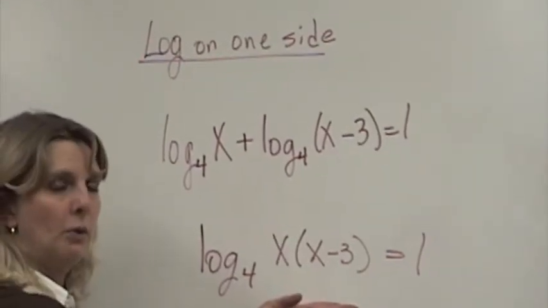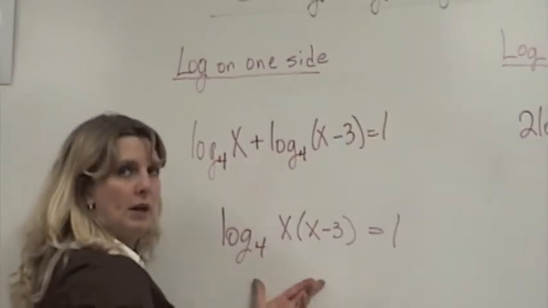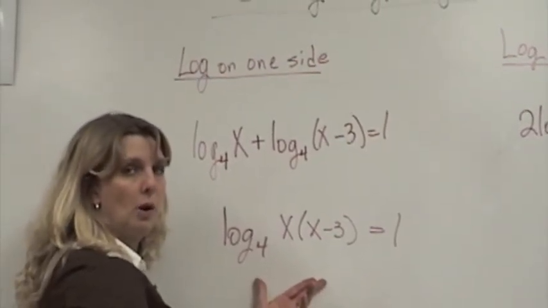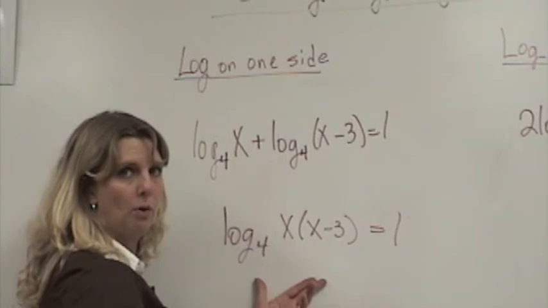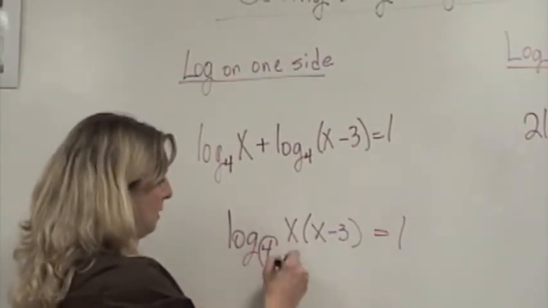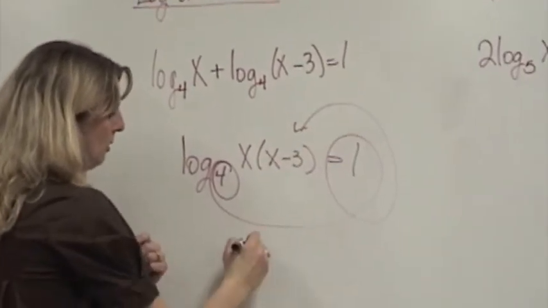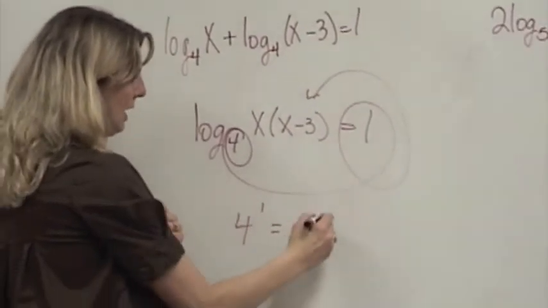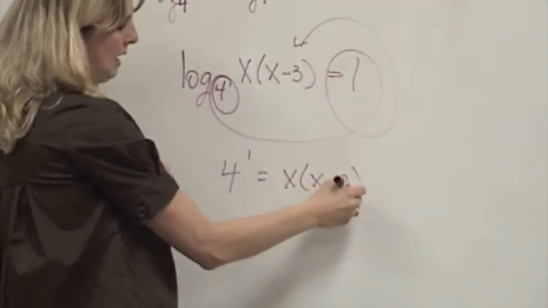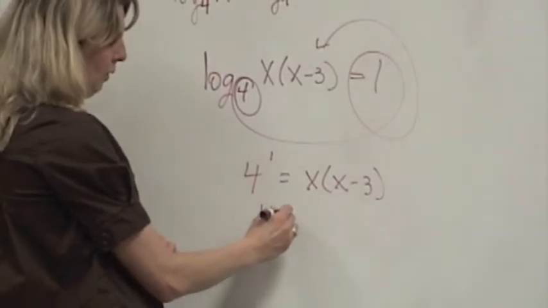When we get here and we have the word log only once on the left side, the way to solve this is to put it into exponential form. Sometimes you've heard that called looping it. So we're going to loop it around. So this means 4 to the power of 1 equals x times x minus 3. 4 to the power of 1 is 4.